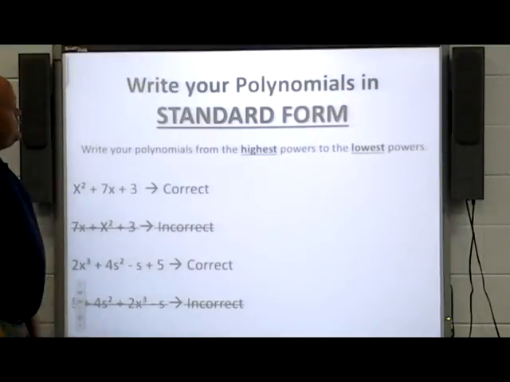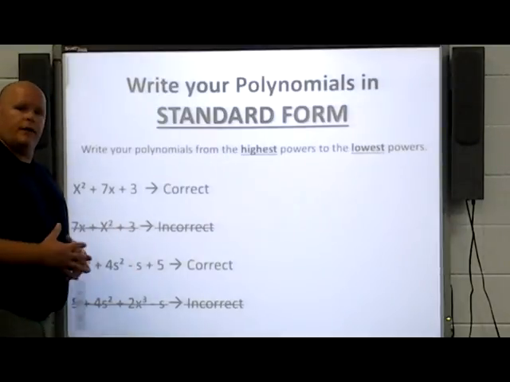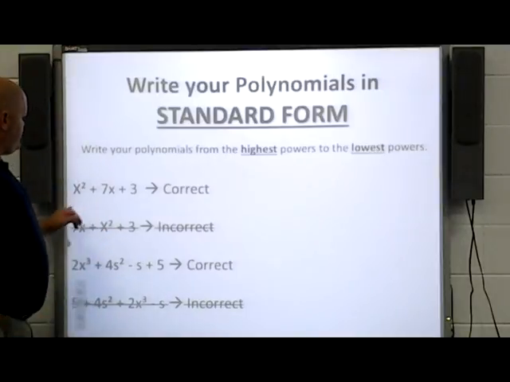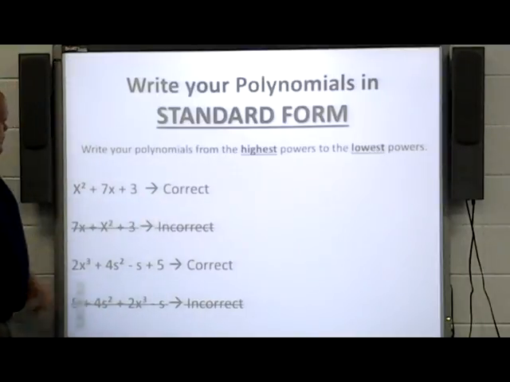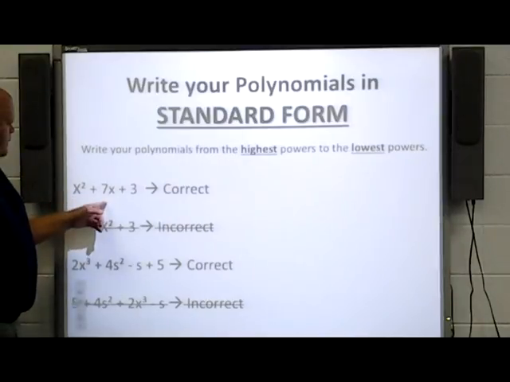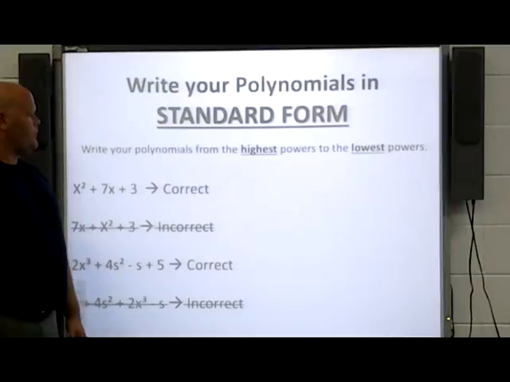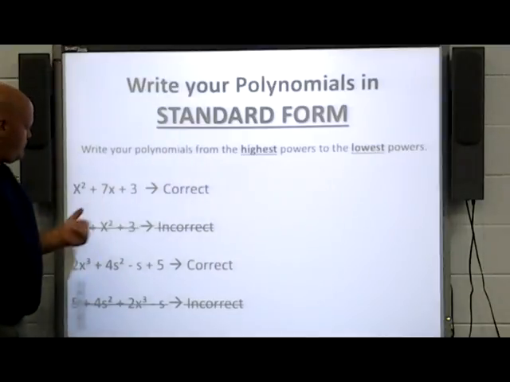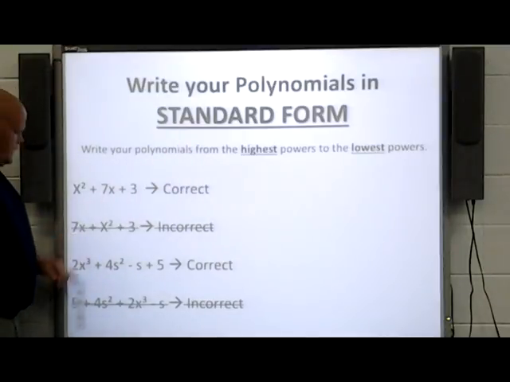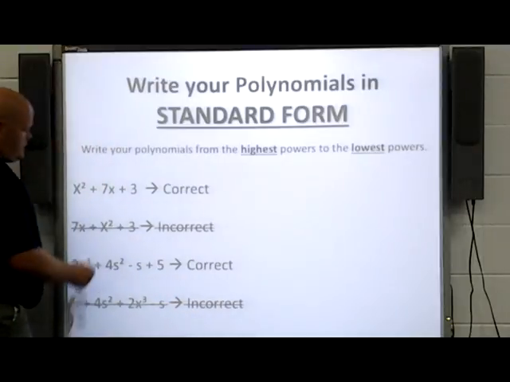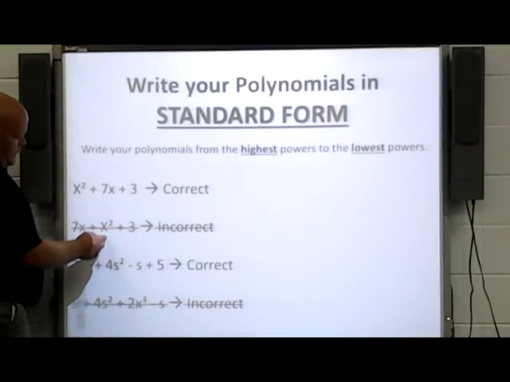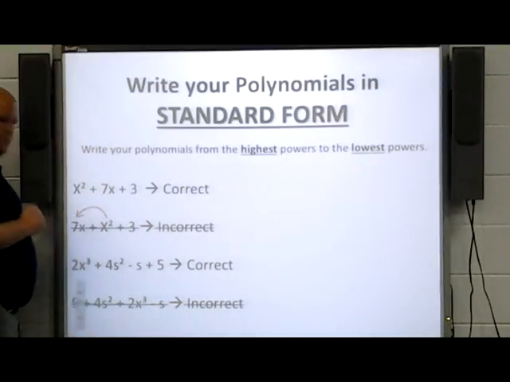Now, writing your polynomials in standard form, there's a correct way and there's an incorrect way. This would be a representation of the correct way. Notice the first term, x squared, is at the beginning, followed by a coefficient with a variable, followed by just a number. The highest powers come before the lowest powers. This one in turn would be incorrect because the highest power is not at the front of the expression.